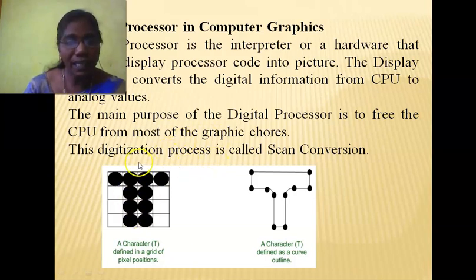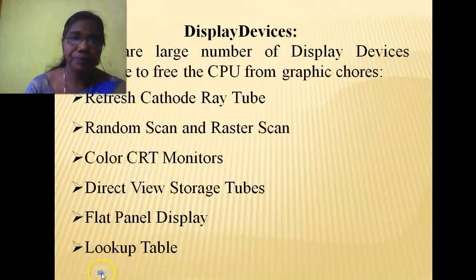For example, the character T is a grid of pixel positions. The display processor converts digital information from the CPU to analog values, so the character T is defined as a curve outline. So this is the process of computer graphics in display.